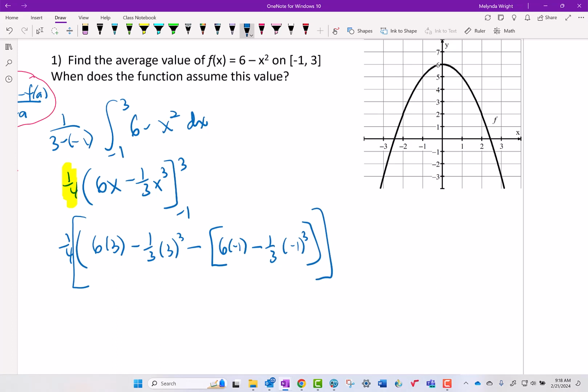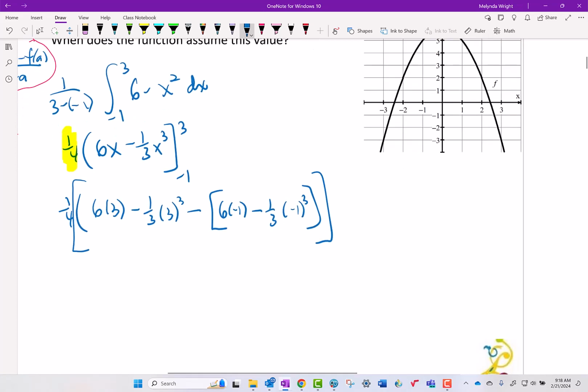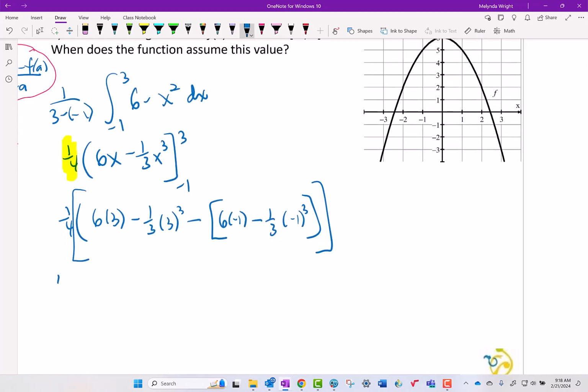And now it's lovely arithmetic. If this were on the AP test, we would stop here. We would not do arithmetic. You with me? We would stop and just box it. Okay, right now we're just going to go ahead and continue.